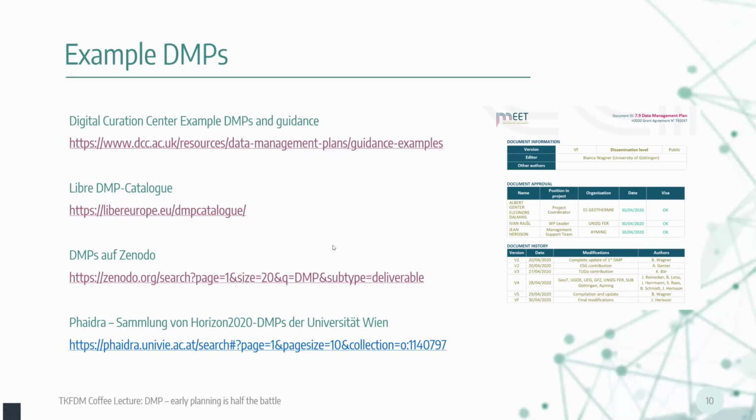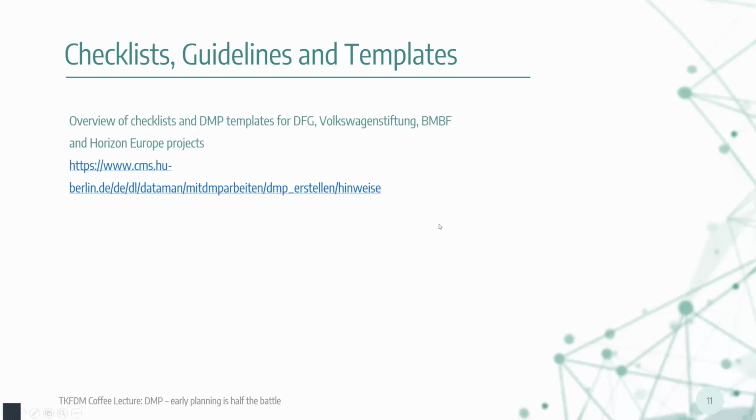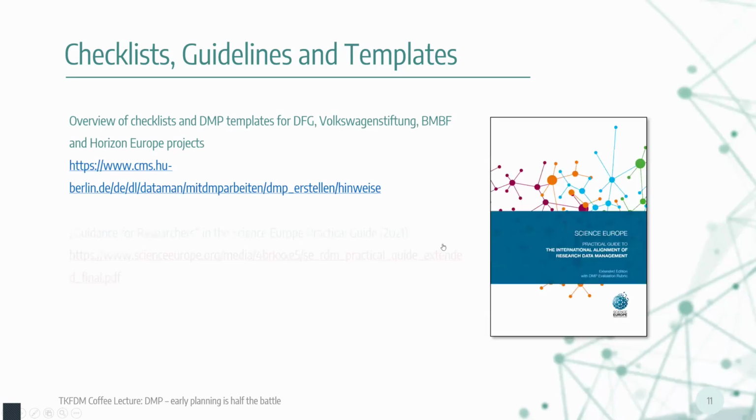Now, if you say, all right, well, that's great, I can look at examples, but what about further resources? There are checklists, guidelines, and templates available for you. I've given you a mix of English and German speaking ones, since I don't know which is your favorite language. So there's a very good overview of checklists and DMP templates for the DFG, Volkswagen Stiftung, BMBF, and Horizon Europe projects at the HU Berlin website.